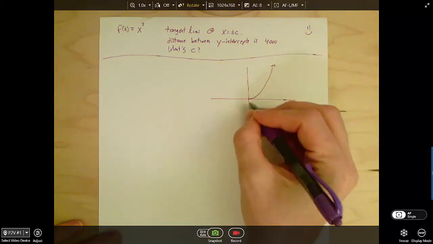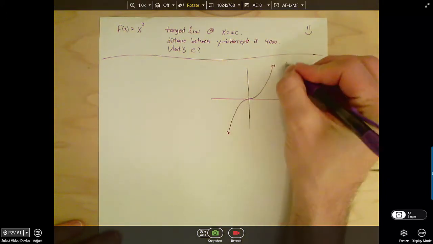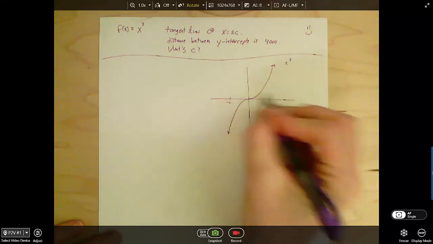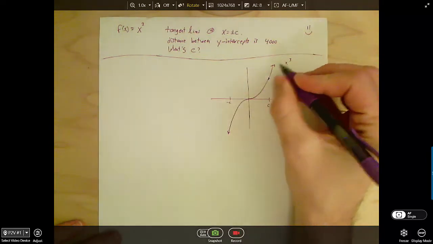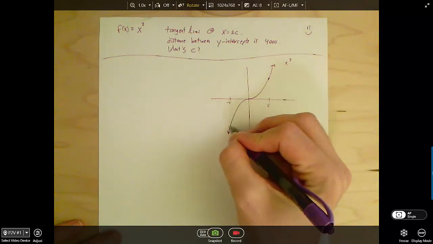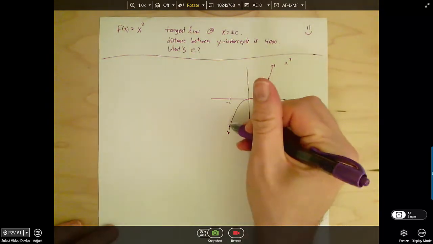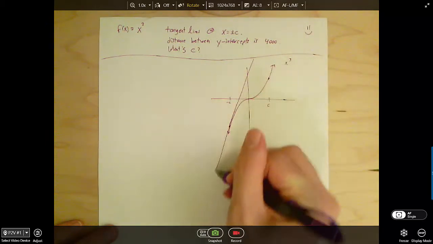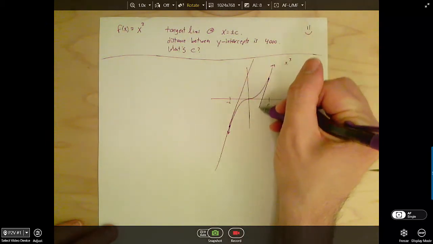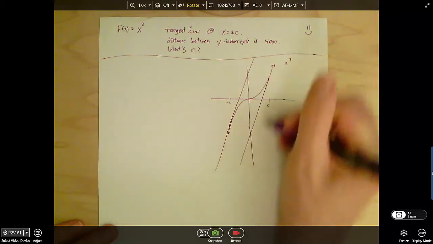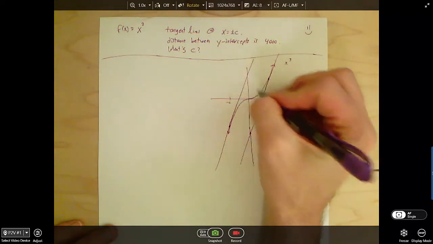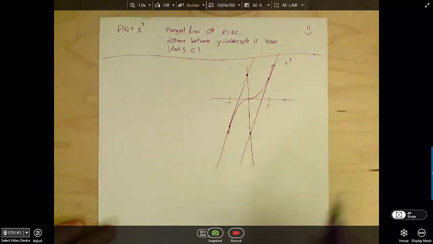So here's my x cubed function, and then I've got a plus c and a minus c, and I've got some tangent lines. And those tangent lines, I'm going to do my best to sketch them here. They should end up being parallel to each other. Something like this. And then here are their y-intercepts.